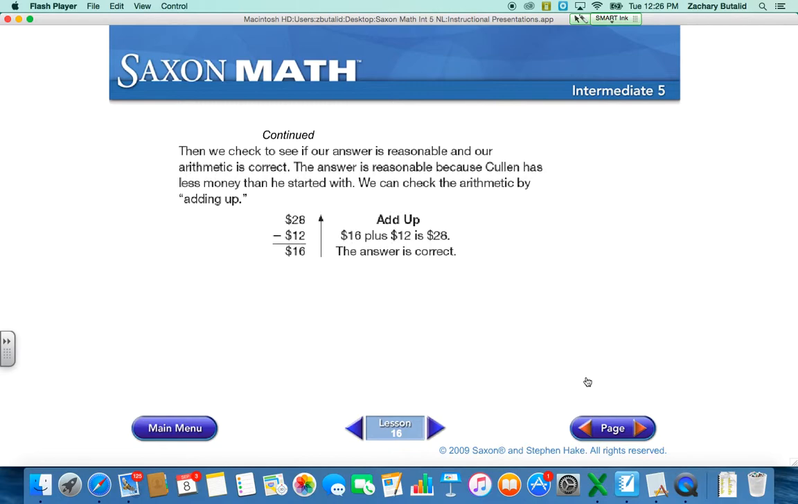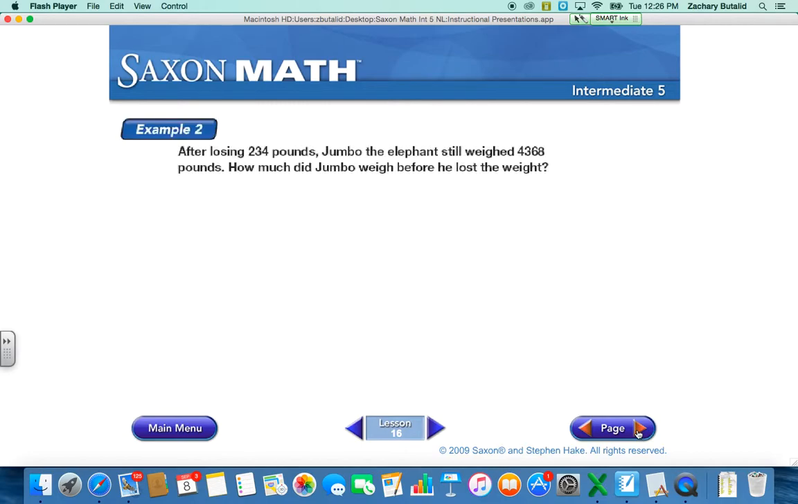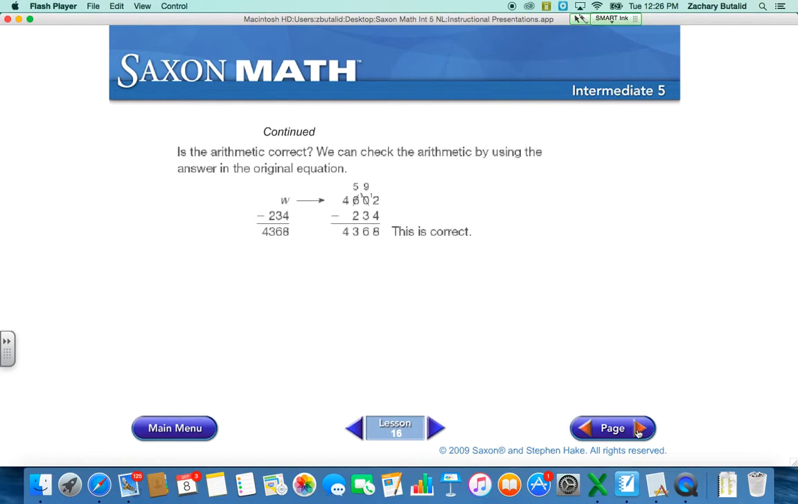Okay, and you can double check. Well, this one, you add up. If you take the 16 plus the 12, you get 28. So you know that's correct. Okay, and here's Jumbo the elephant. He weighed 4,368 pounds. So how much did he weigh before is what they're asking you to do. So here is how you would do it. You would take the 4,602 and you minus off the weight he lost, which was 234. And that would give you the answer.